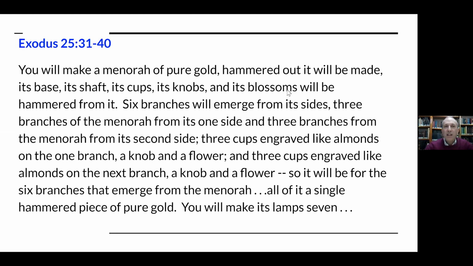And there we read the following: "You will make a menorah of pure gold, hammered out it will be made. Its base, its shaft, its cups, its knobs, and its blossoms will be hammered from it. 6 branches will emerge from its sides, 3 branches of the menorah from its one side, and 3 branches of the menorah from its second side. 3 cups engraved like almonds on the one branch, a knob and a flower, and 3 cups engraved like almonds on the next branch, a knob and a flower. So it will be for the 6 branches that emerge from the menorah, all of it a single hammered piece of pure gold. You will make its lamps 7."